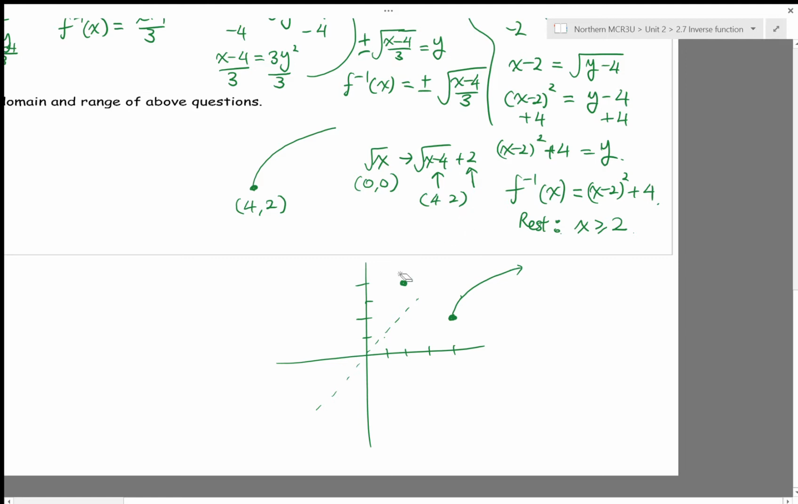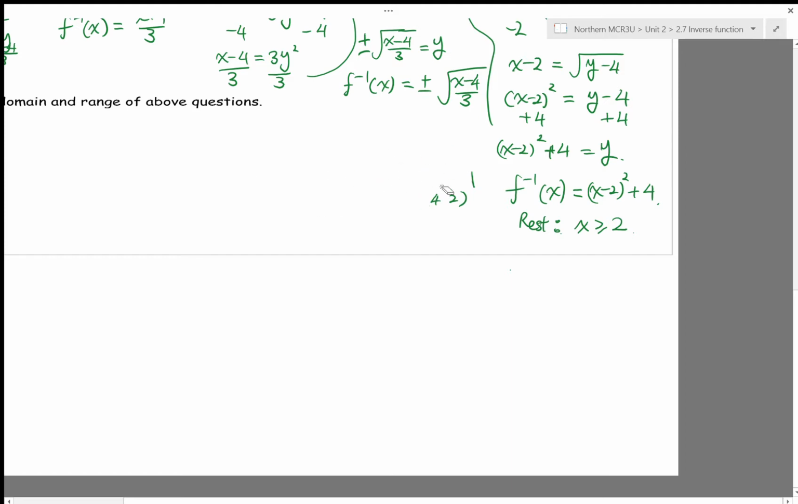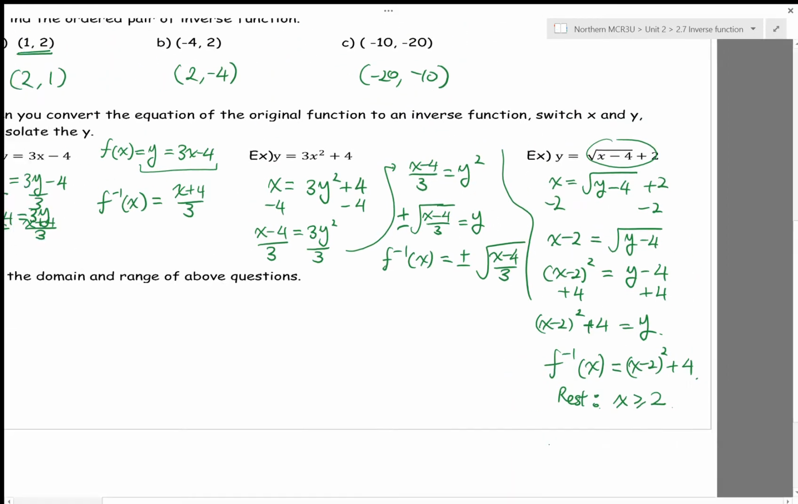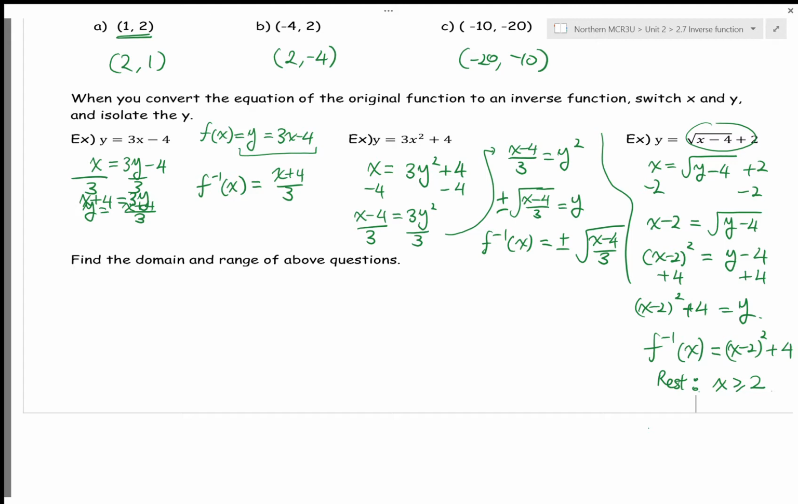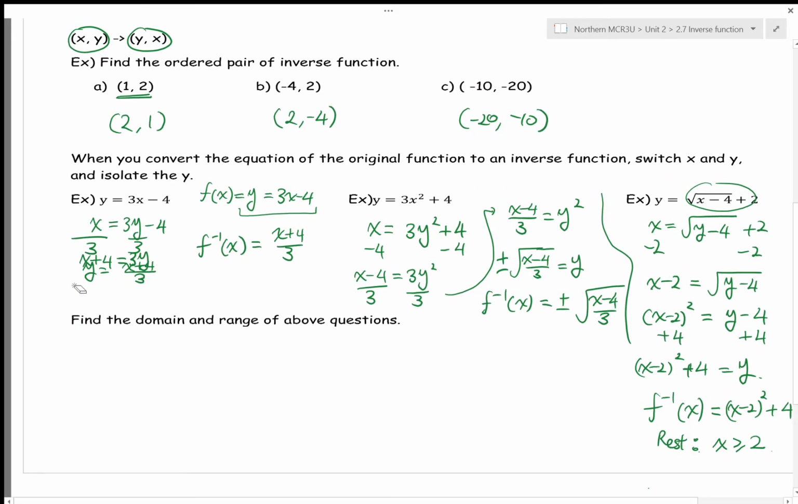Now, having said that, we just need to find the domain and the range of it. It's not that difficult to find the domain and the range of it. So I'm just going to rewrite here again.